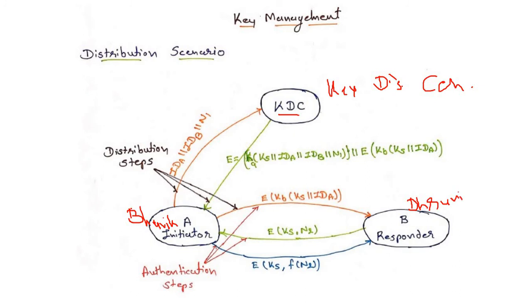So here Bhavik will request the KDC because Bhavik wants to communicate with Dhruvi. So Bhavik will send the identification of A and the identification of B. It means the identification of themselves, Bhavik, and the identification of Dhruvi, with nonce 1. Nonce 1 is like a security check or authentication.